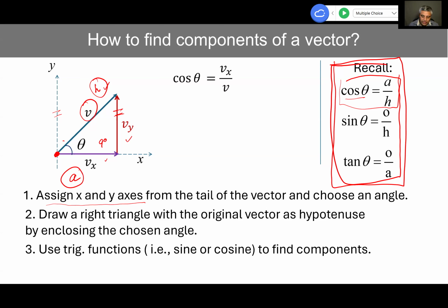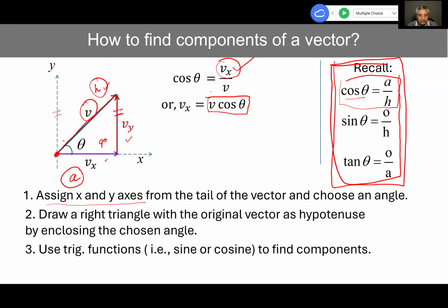Okay. So cosine is adjacent over hypotenuse, but for our triangle, adjacent is actually the x component of the given vector that we are looking for. And hypotenuse is the given vector, the original vector v. So now I'm looking for the x component, so I can solve this equation for the x component. Okay.